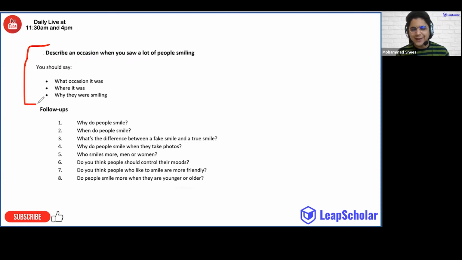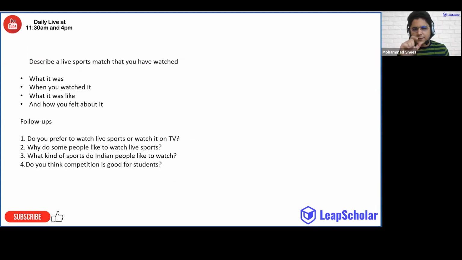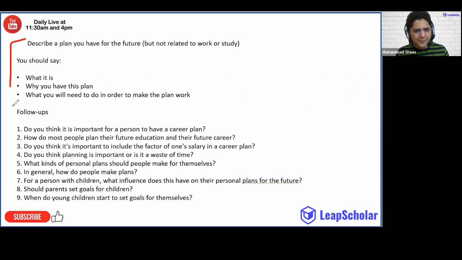Right? Or anyone's marriage, or maybe your marriage if you're married. All right. Describe a live sport that you have watched. Maybe you would want to talk about IPL, and then from IPL, take it to Chennai Super Kings, then take it to Dhoni or Thala. Talk about it. So we have this one, describe a plan you have for the future.